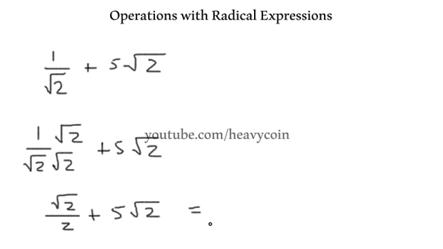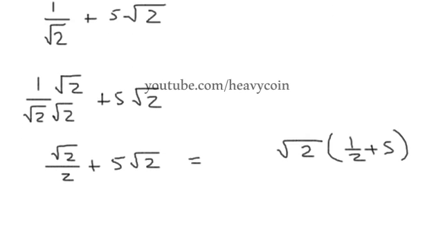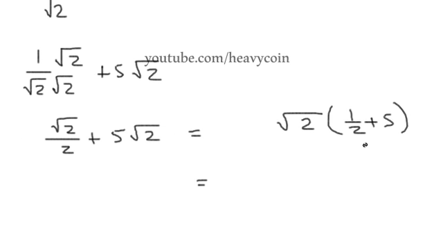So what we have now is a half plus 5. In other words, if I were to factor out that square root of 2, we'd be left with a half plus 5. So now we're down to solving a fraction here. So that's 10, 11, and of course I write that 11 on this side over 2. Right, 11 times square root of 2 over 2.